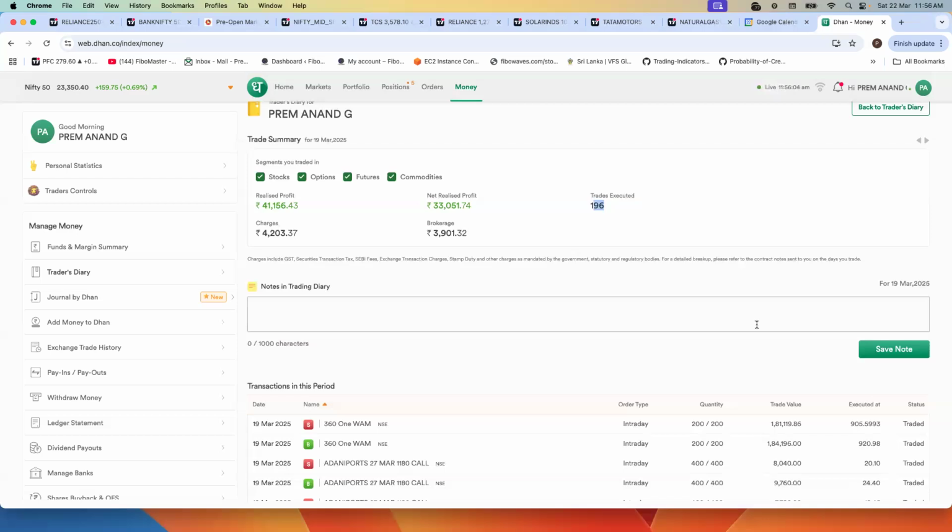Is the algo integrated with Dhan, sir? Yes, I have Spider software, and Spider is integrated with that. So Spider speaks to my account. Okay, so these are all different.